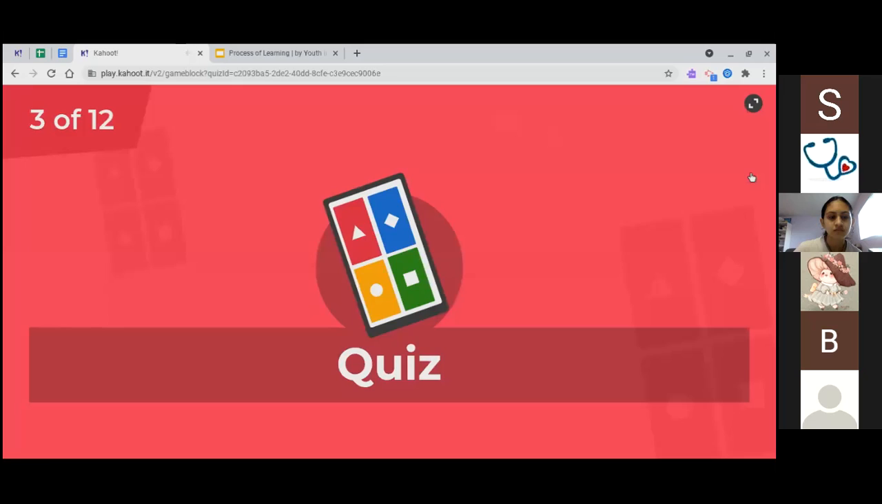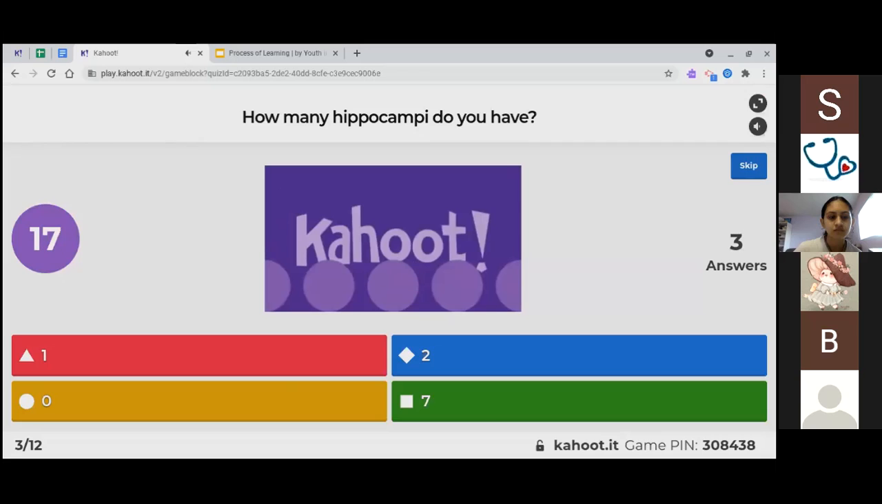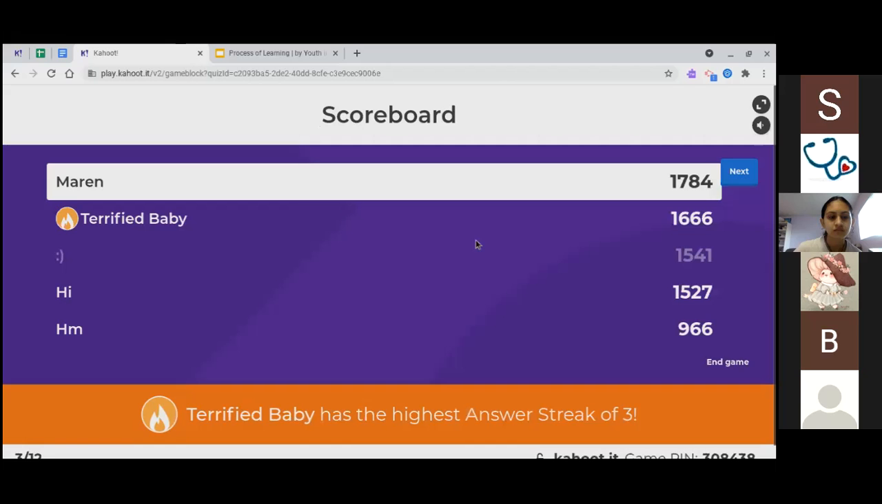Third question, how many hippocampi do you have? The options are 1, 2, 0, and 7. The correct answer is 2. Like we mentioned, your brain is symmetrical, so there's one hippocampus on each side. Terrified Baby has the highest answer streak of 3. Congrats.